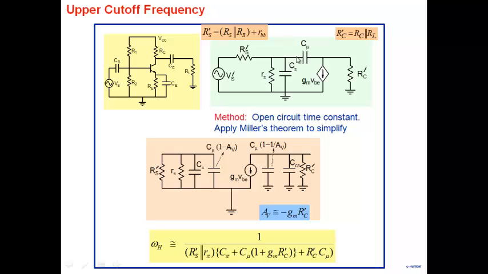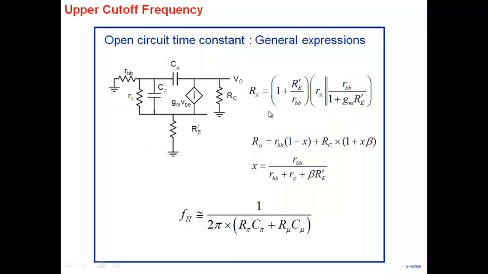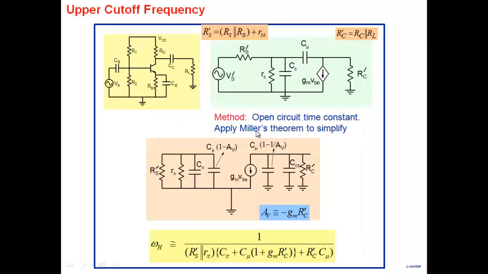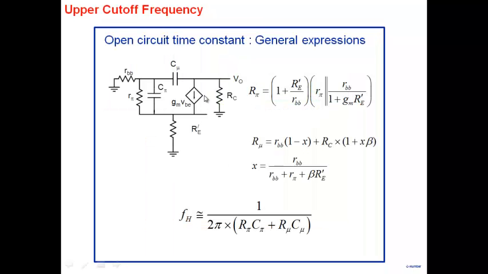And in this context, we said the C mu can be simplified. It can be brought to the left and the right. You can break the feedback between input and output using Miller's theorem, which makes the calculation of the upper cutoff frequency simpler. A more general method, not just applicable to common emitter and this kind, is this one here.